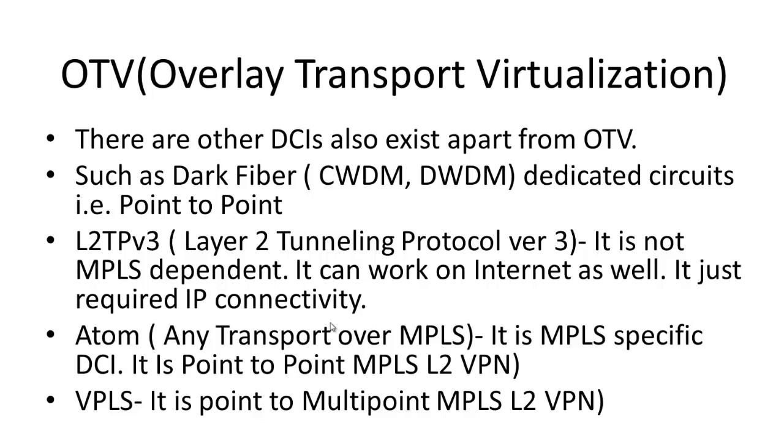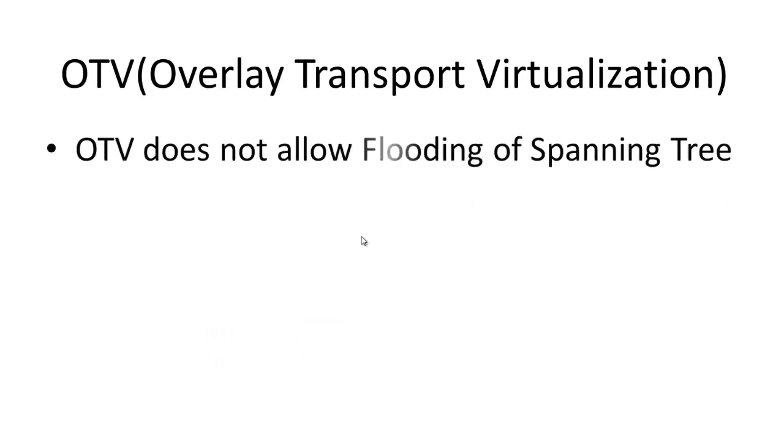So these are all the DCIs available, but the good thing about OTV is that you just need Layer 3 connectivity. It doesn't depend on MPLS or point to point. Any kind of transport can be used in this. What are the benefits of OTV? It basically doesn't allow the flooding of spanning tree.